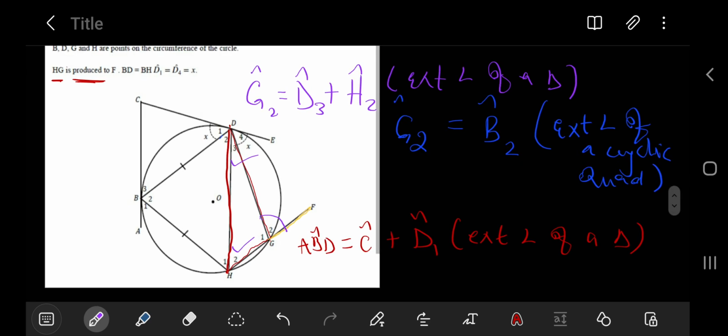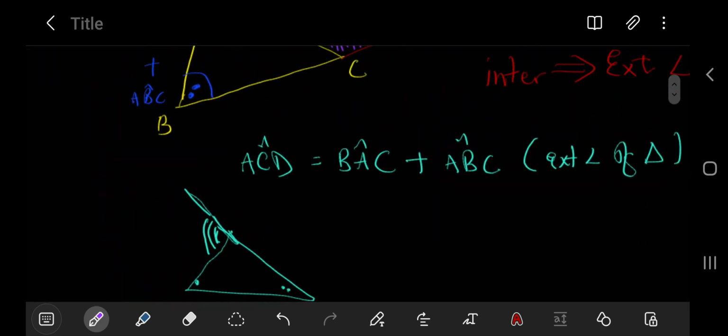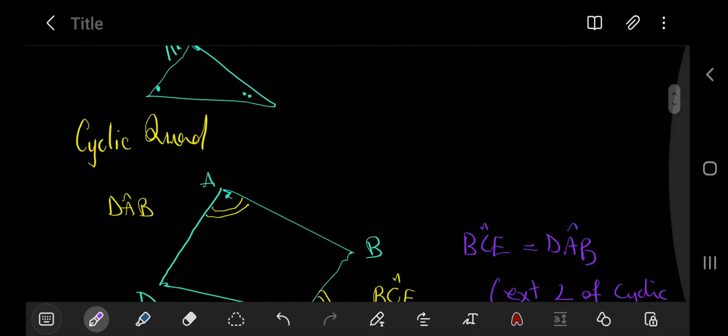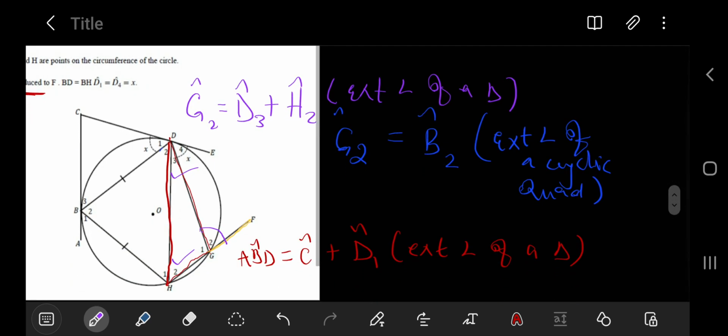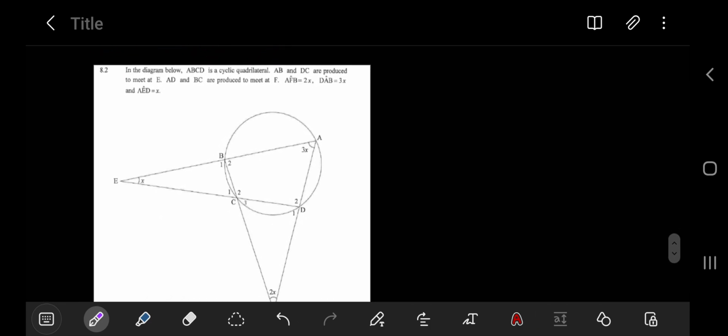Remember, I'm not answering any questions. I'm just interpreting what we have discussed so far for a line which is produced in a triangle and a line which is produced in a cyclic quad, right? And we have identified them in this example. So let us look at another example. So example number 2, right?